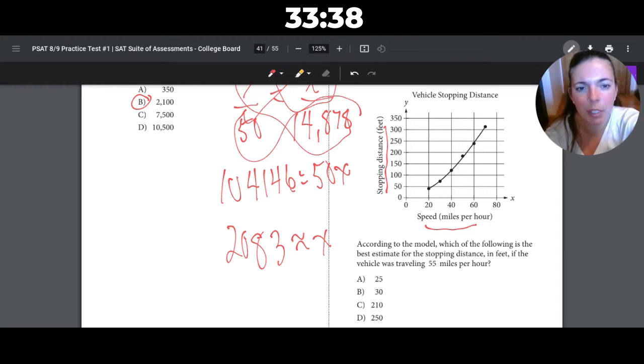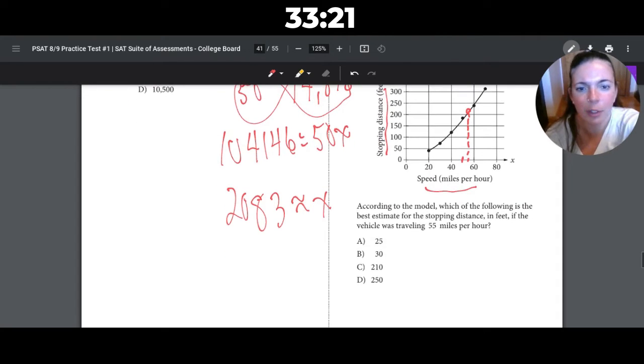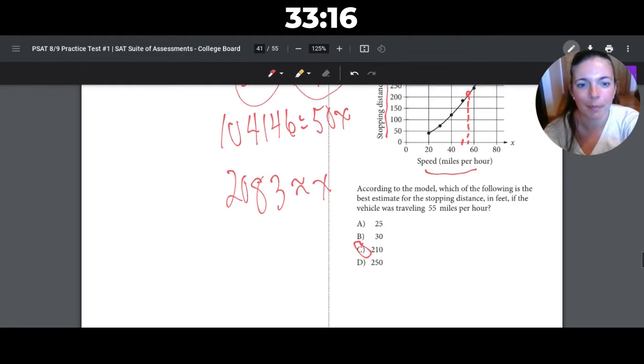Okay, so let's find where 55 would be. So 50 is about in the middle, so 55 would be here. So we'll just kind of follow this up and see where this hits our graph. So it looks like it hits a little bit above 200. That would be my best estimate. Definitely less than 250, but somewhere around 200. So it looks like C, 210, would be our best option.